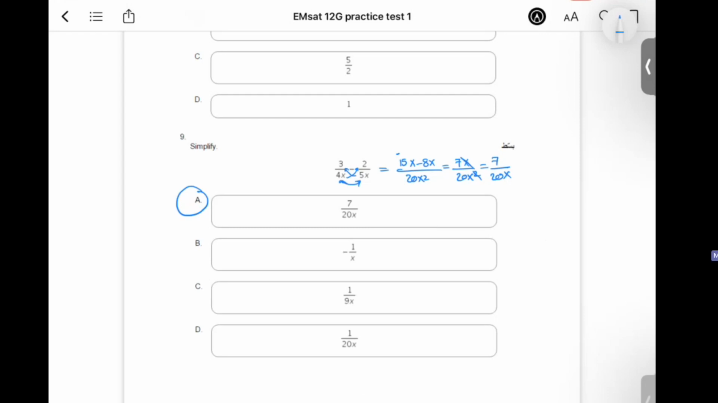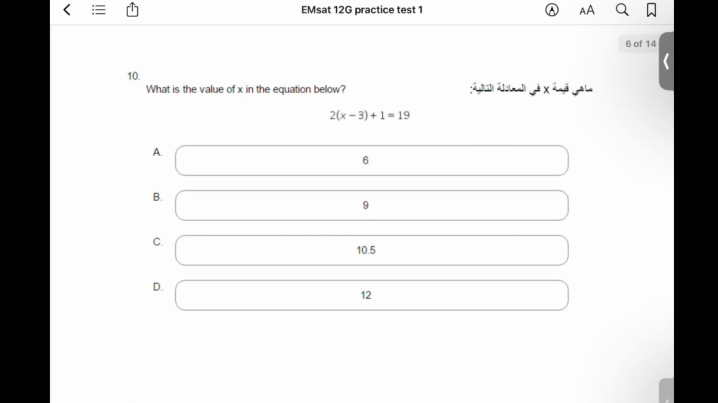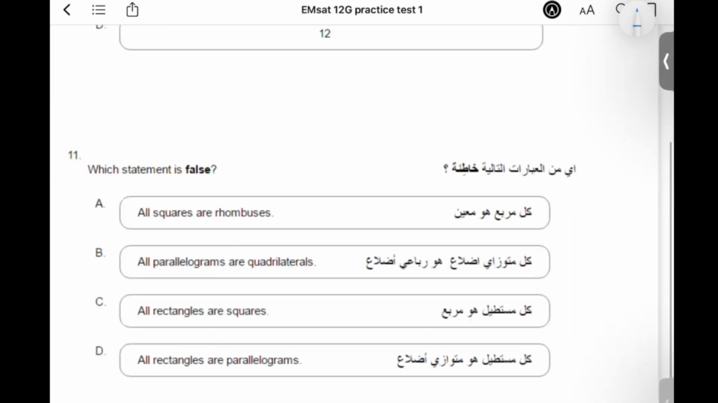Okay? I hope it's clear. Just give me 1 minute, or you can just try until you find the answer. I would advise you to try, and the answer is number B. Now we go and we read the following question.